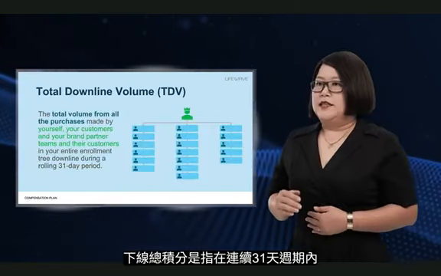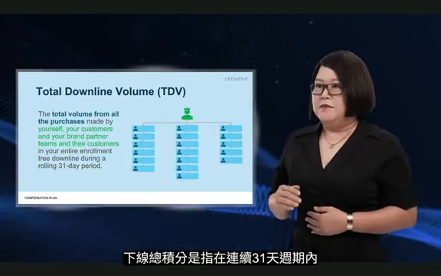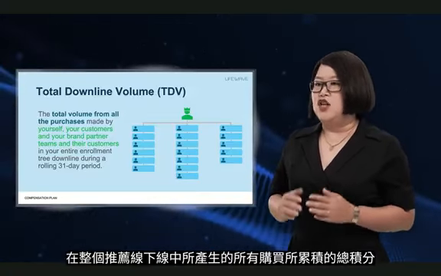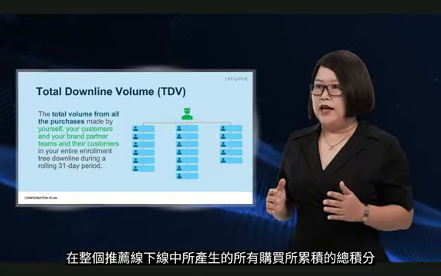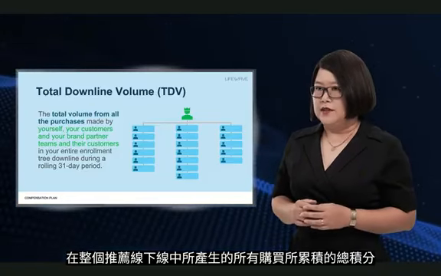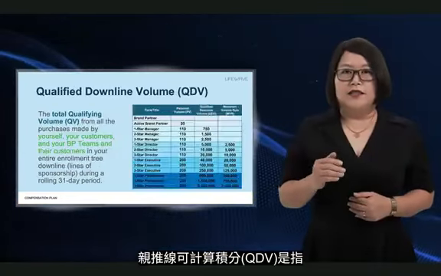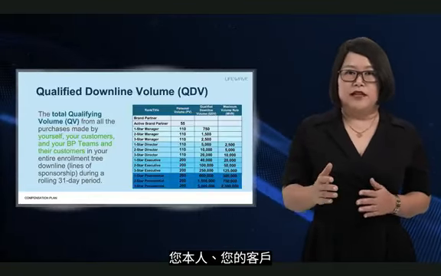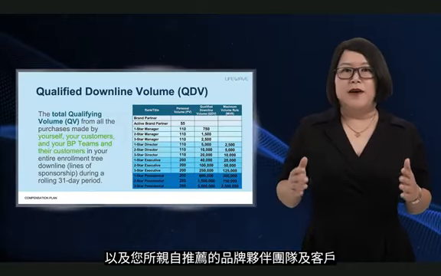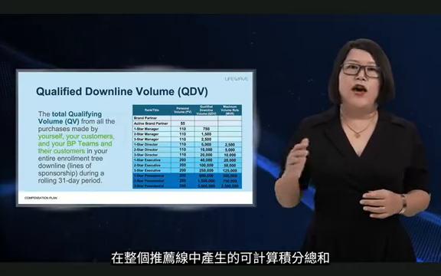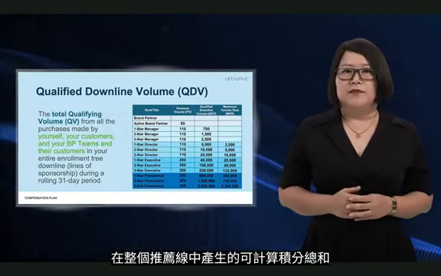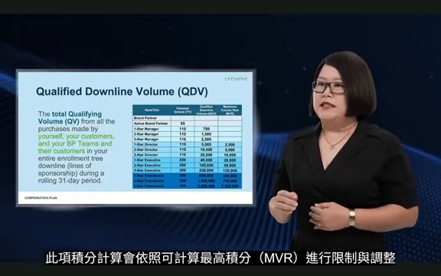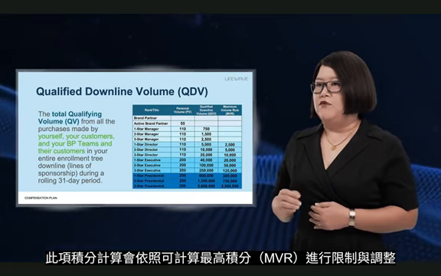Total downline volume is the total volume from all the purchases made by yourself, your customers, and your brand partners and their customers in your entire enrollment tree downline during a rolling 31-day period. Qualified downline volume is the total qualifying volume, QV, from all the purchases made by yourself, your customers, and your brand partner teams and their customers in your entire enrollment tree downline during a rolling 31-day period. This takes into account a maximum volume rule, also known as MVR.